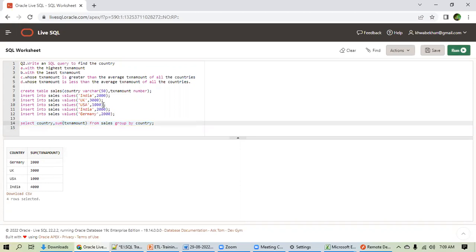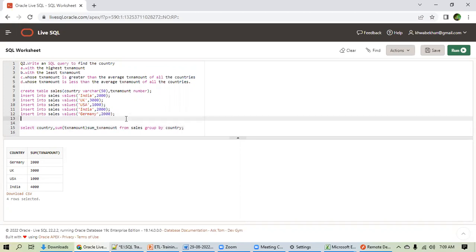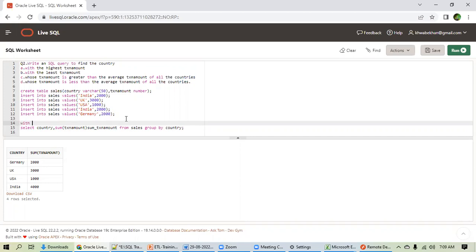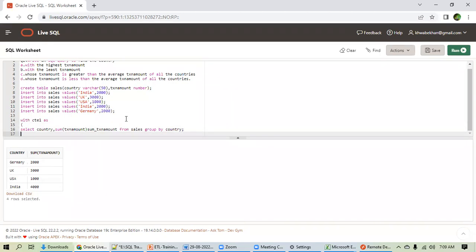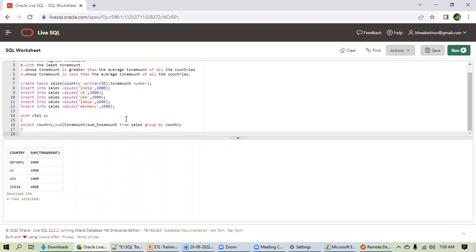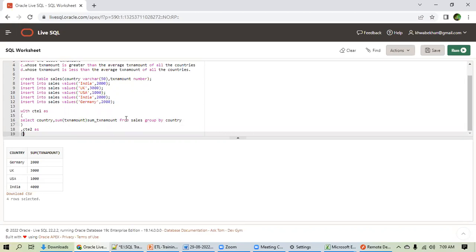Let's give it an alias, sum of transaction amount. Now what next after this? What should I do? Now I will keep this in one CTE expression, with CT1 as. I will keep it here. Now what next? In another CTE, what will we do?